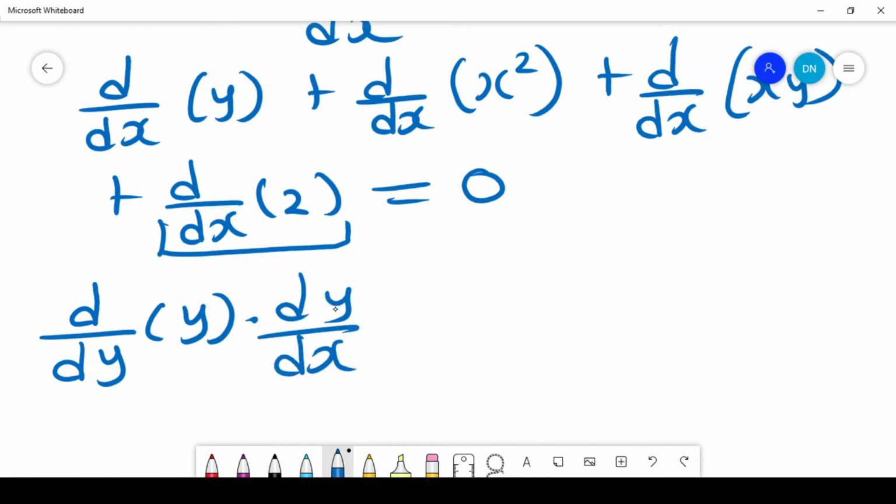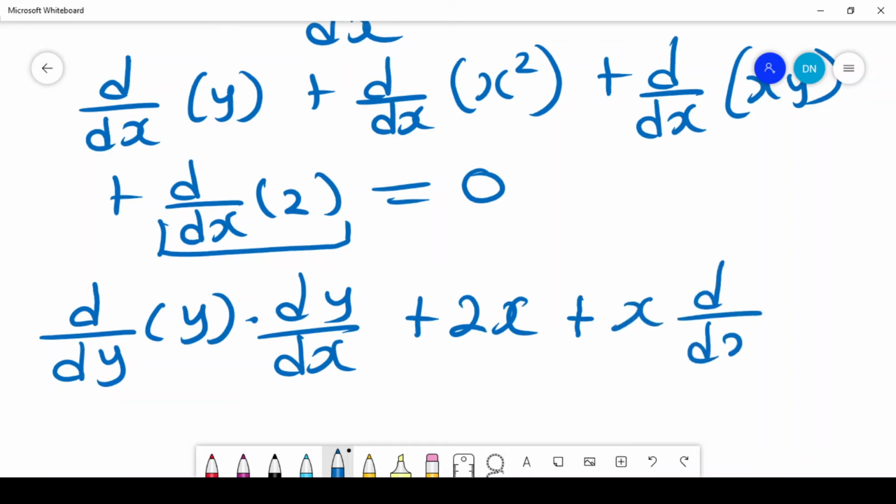From a very simple form, you can look at it as this dy and this dy cancelling out. But you have introduced a dy so that you can differentiate y comfortably. Now when I come to the second one, d/dx of x squared, I know that one will give me 2x. Now when I come to d/dx of xy, it will be an equation of this form, because there I'll apply the product rule.